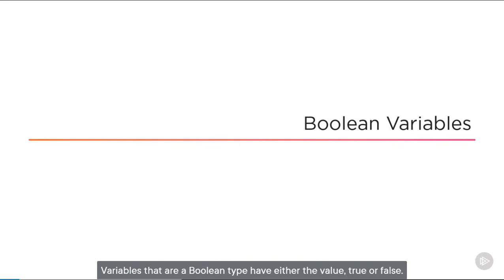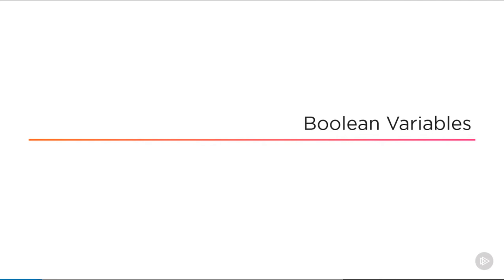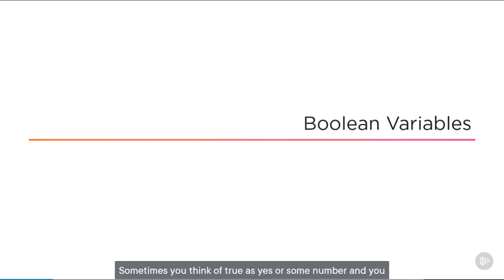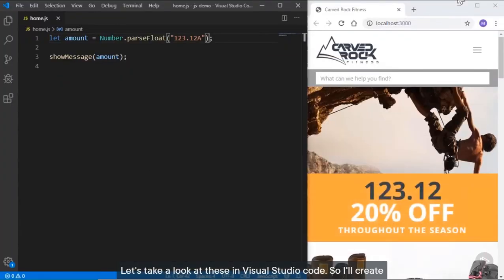Variables that are a Boolean type have either the value true or false. Those are the only two values. Sometimes you think of true as yes or some number, and you think of false as no or 0 as a number. Let's take a look at these in Visual Studio Code.